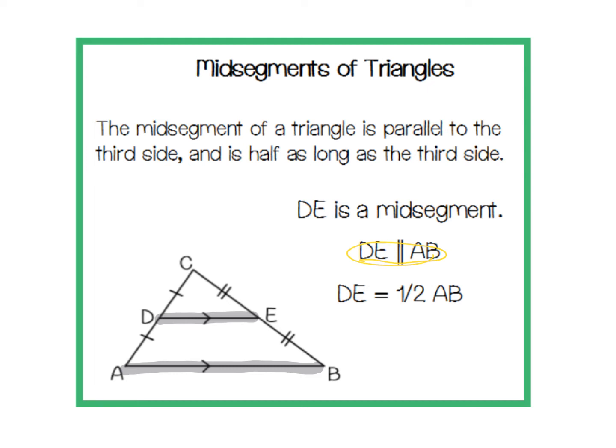Okay, the other thing that happens is that the midsegment is half of the third side. So for instance, if AB is 20, DE then, since it's the midsegment, will be 10. Okay, that's all there is to it. The midsegment is always half.